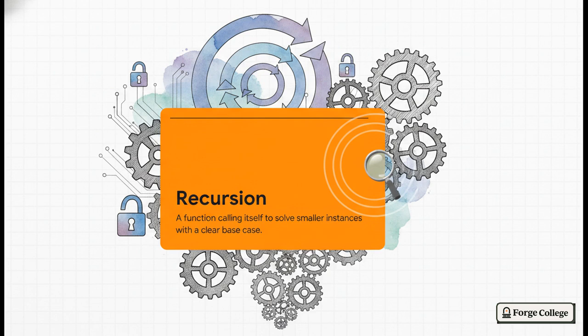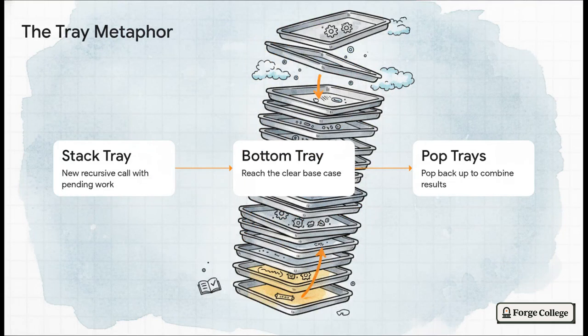But let's keep it grounded, okay? Basically, it's just a highly controlled nesting of tasks. You're taking a massive problem and slicing it into tiny, manageable pieces. And this brings us to my favorite way to visualize this: physical cafeteria trays. Imagine a stack of them.